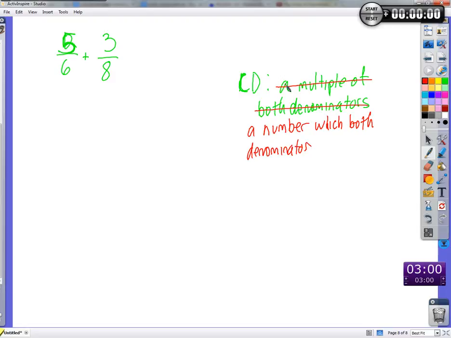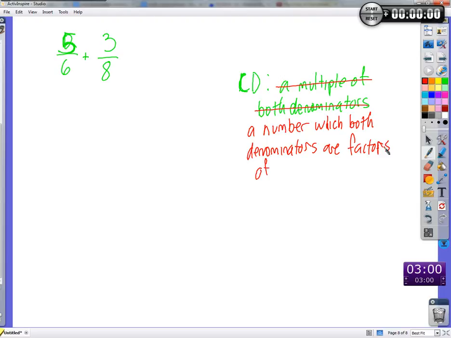We haven't defined it as a multiple. We're going to define that with different words. So it's a number, and both denominators, they both have something in common with each other in relation to this number. Both denominators are factors of. Okay, so a number which both denominators are factors of. We talked about factors earlier.